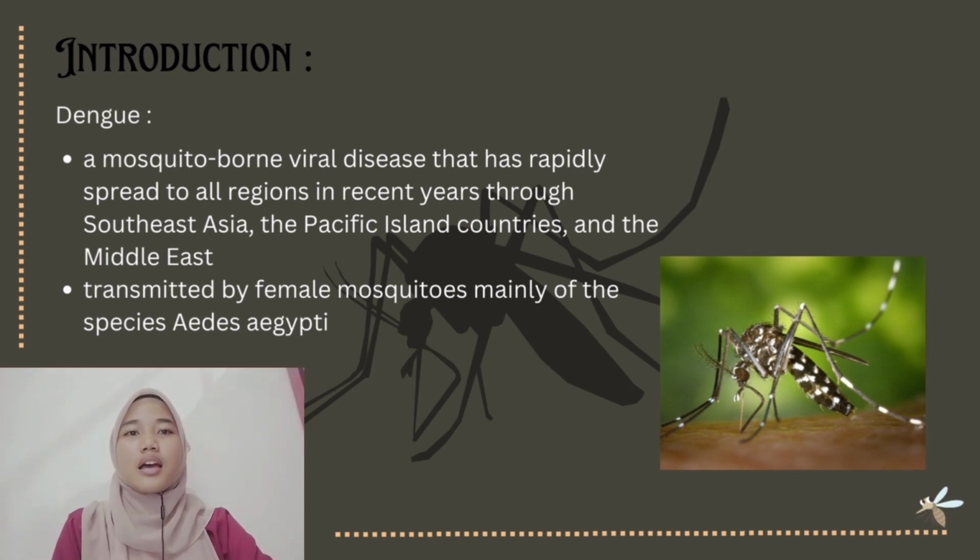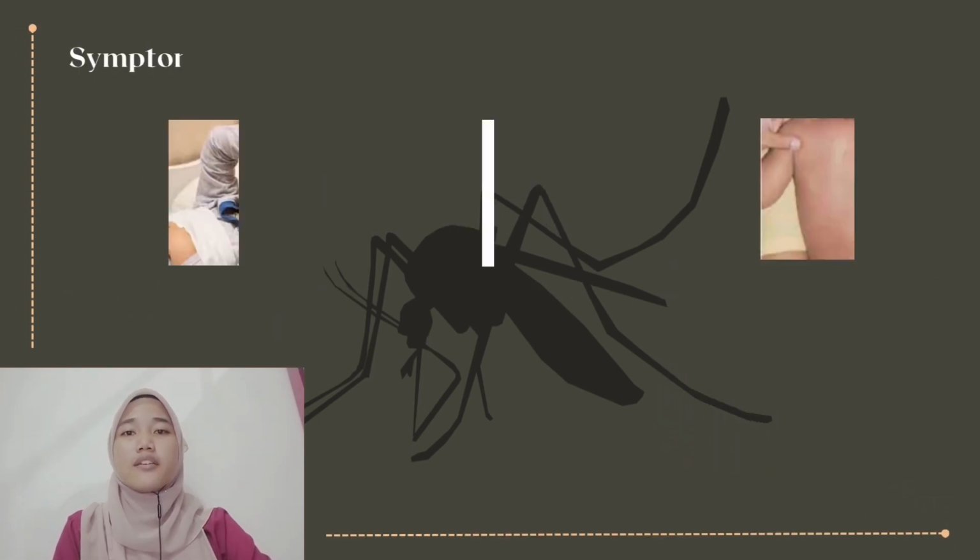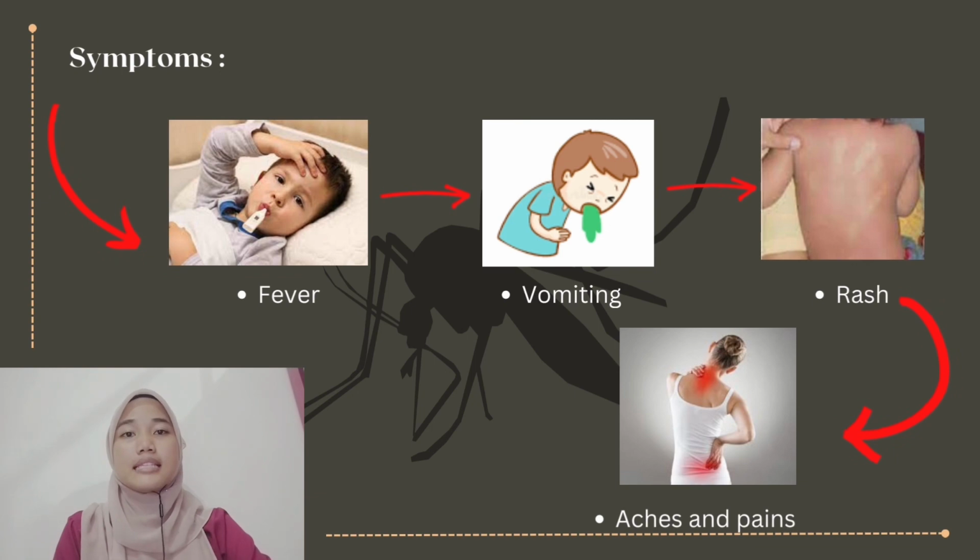dengue. Dengue virus is transmitted by female mosquitoes, mainly of the species Aedes aegypti. Mild symptoms of dengue include fever, aches, pain, and rash. Symptoms of dengue typically last 2 to 7 days. Most people will recover after about a week.